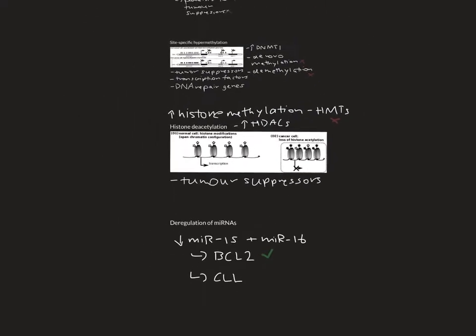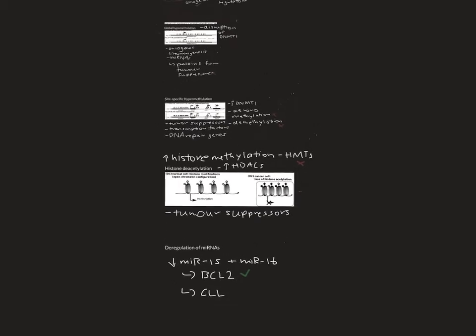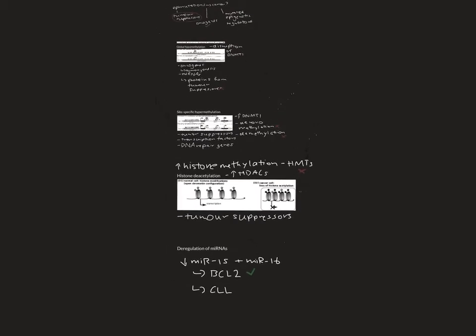Thank you for watching this video about the epigenetic changes that could take place to cause cancer, ranging from global hypomethylation to changes in histone modifications and deregulation of microRNAs.